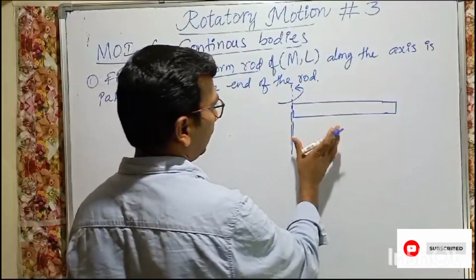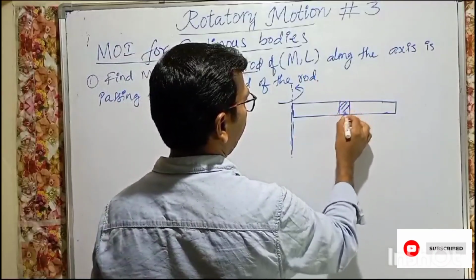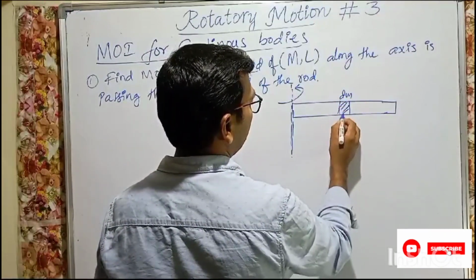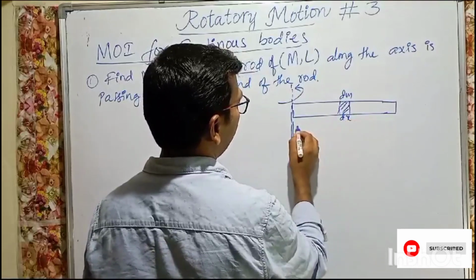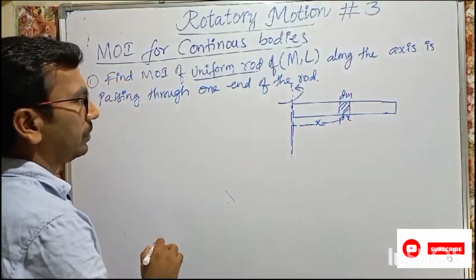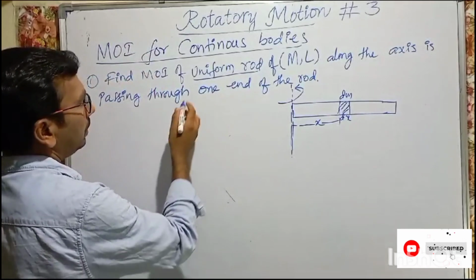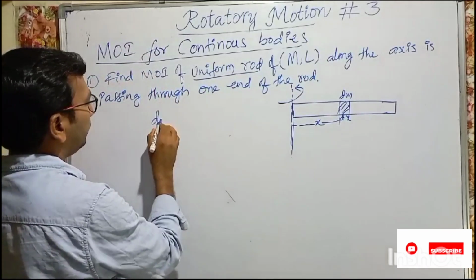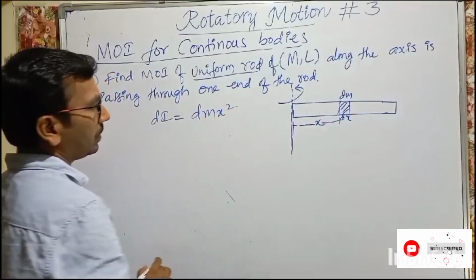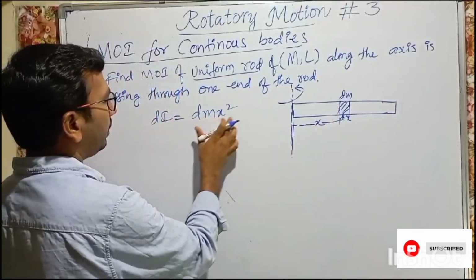For this, you can consider a small element dm. Small element dm, the thickness is dx. From the axis, x is the distance. So what is the continuous bodies formula? dI is equal to dm x square. This is the x, the perpendicular distance is x. So dI is equal to dm x square.